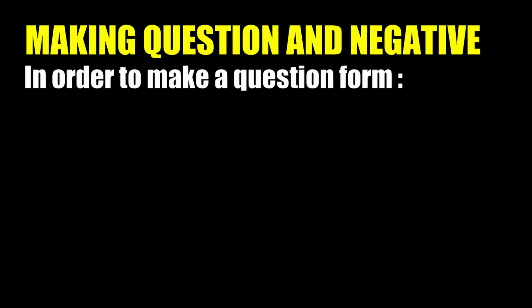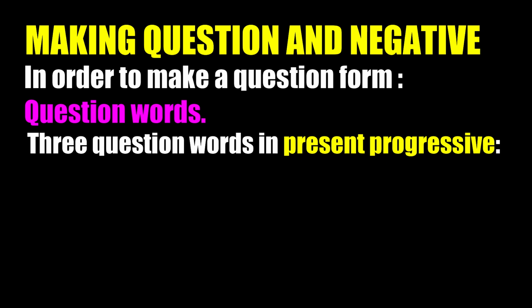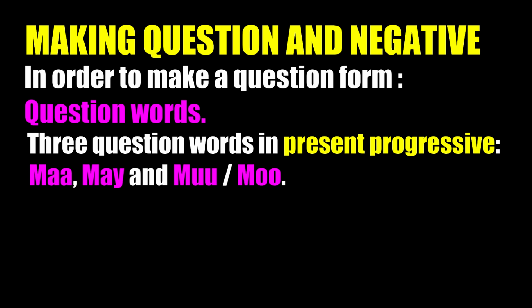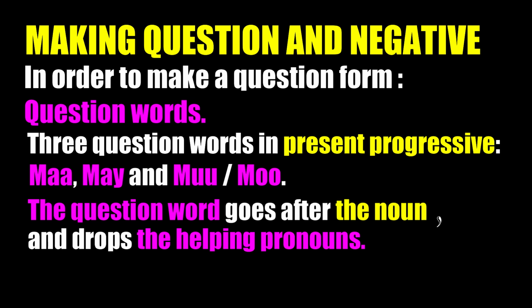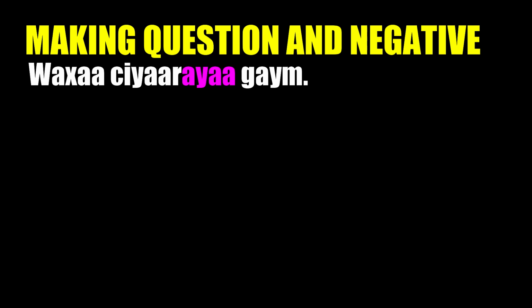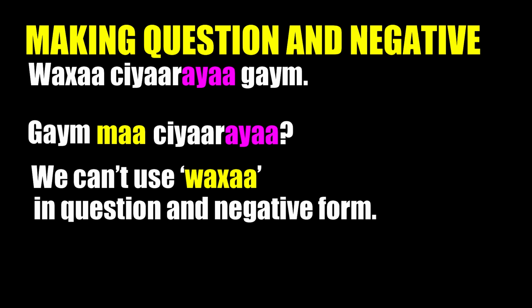So now, how to make question and negative form using present progressive in Somali. In order to make a question form, you need to know about question words for all Somali pronouns. There are 3 question words in present progressive using Somali language: ma, may, and mu or mo. The question word goes after the noun and drops the helping pronouns. For instance, waxaa ciyaarayaa game. I am playing game. We'll start from the noun, which is game, and we will add the question word, which is ma, and we will add the verb, which is ciyaarayaa. So we say, game ma ciyaarayaa. Am I playing game? We can't use waxaa in question and negative form.